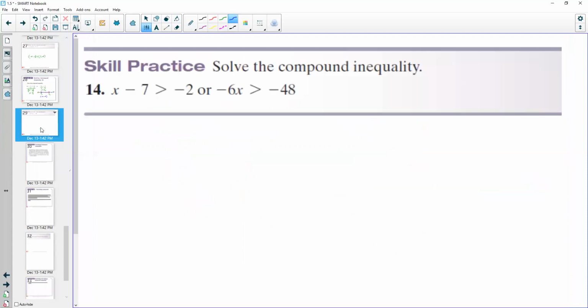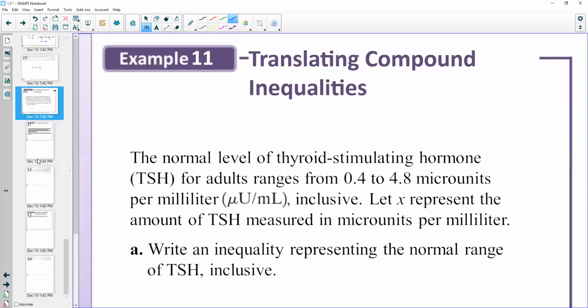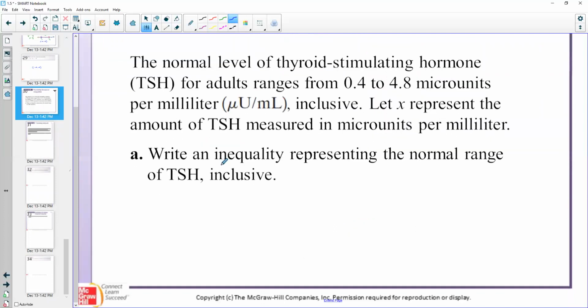All right, this one you can try, but works out the same way. Worth the effort though, so please try it. And then let's see what we're doing next. Oh, here's some translating, putting what we're doing into words, putting what we're doing into symbols, okay?